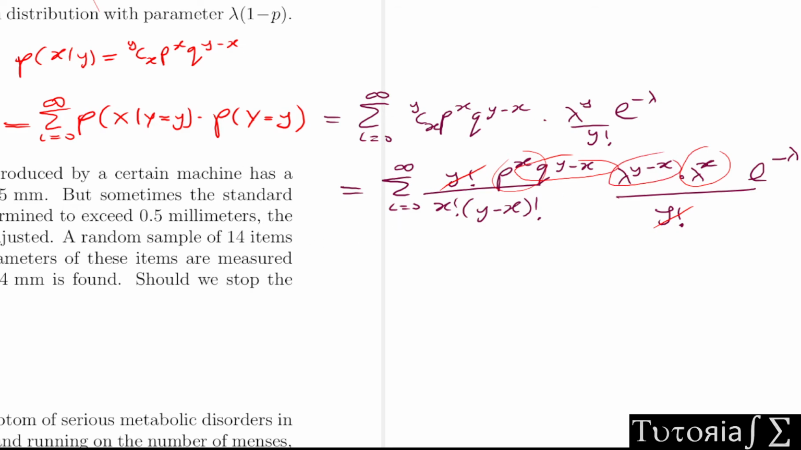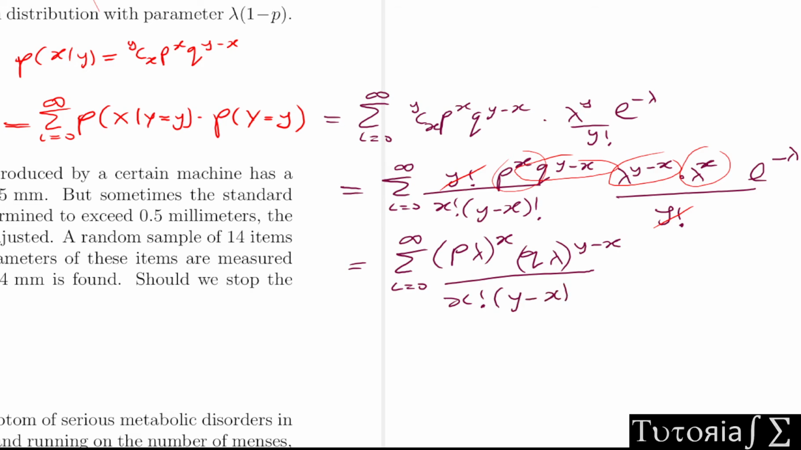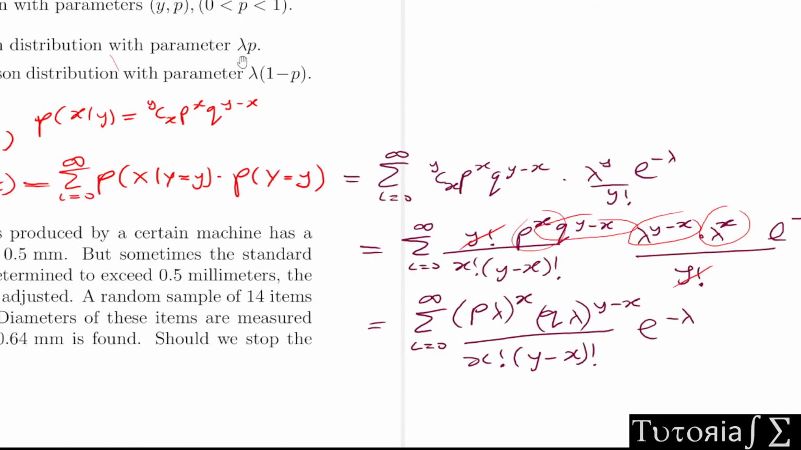We can group them together so that we have the sum from 0 to infinity, where p and lambda to the x can be grouped. Then we factor out the power x. Then q and this can be grouped together. So q lambda to the y minus x, all over x factorial times y minus x factorial, times e to the negative lambda. So what we'll do here is we will factor out lambda p, because it's what we're looking for here. Lambda p or p lambda, that is what we're looking for. So we'll factor out this.